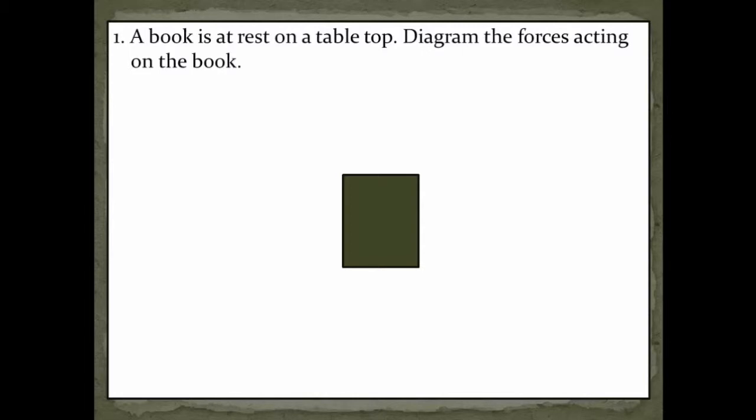A book is at rest on a tabletop. Diagram the forces. It's at rest, which means what do we have? We have the force of gravity, and we have the normal force, and these two lines are equal and opposite. It's not falling through the table. It's not trying to move left or right, so we don't have to deal with friction, anything like that. It's just sitting there, done.